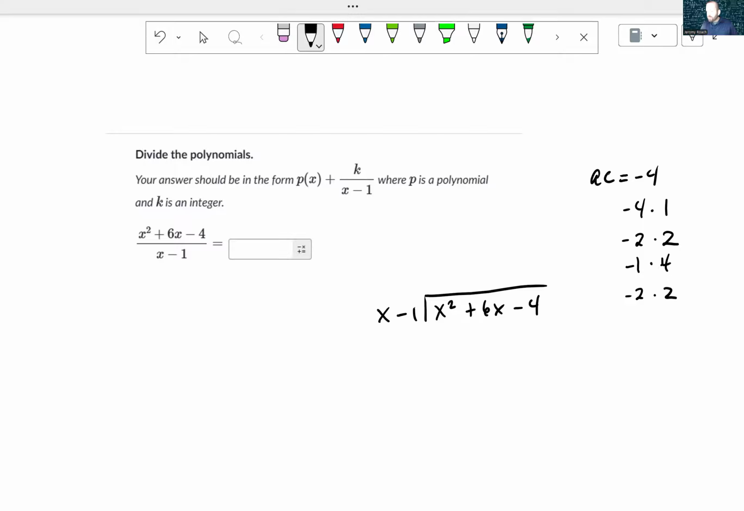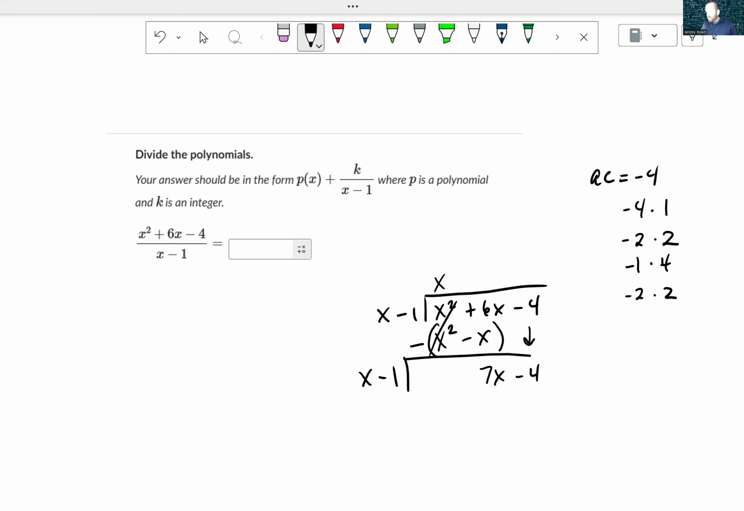Well, we just look at the first term here. We can multiply that by x only. So now we multiply all this. X times x minus 1 is x squared minus x. Put that all in parentheses, subtract that from the top here. So x squared minus x squared is 0. This is now positive x. 6x plus x is 7x. Bring this -4 down because we do that in long division. We bring the next term down.